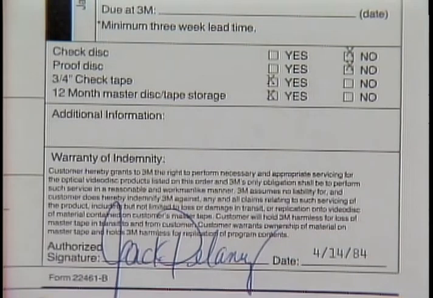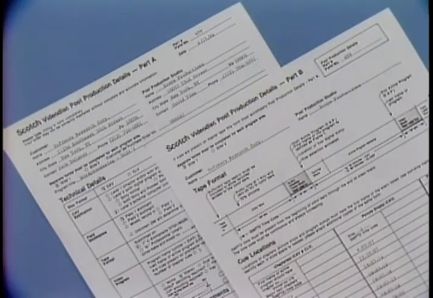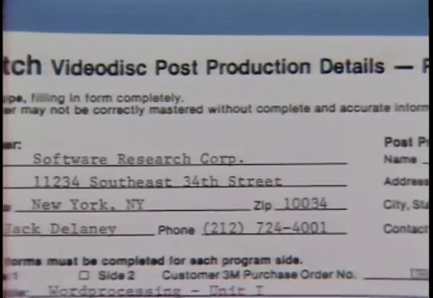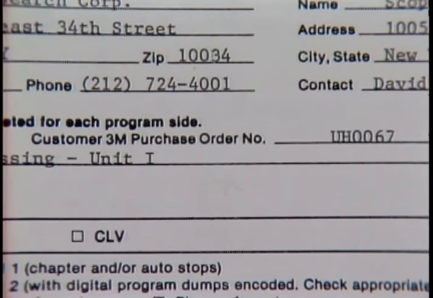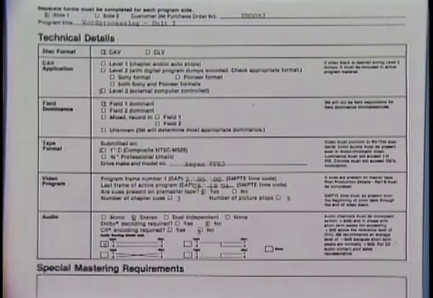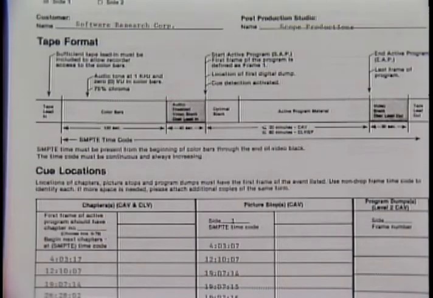Tape and forms must be sent to 3M Menominee. The address is on the form. A completed post-production details form must accompany your master tape. Your order cannot be correctly mastered without this information. Fill in customer information and post-production studio information. Purchase order number. Title. Then carefully and completely fill in the technical information for disc side 1 and side 2. Do not leave any question unanswered, as this will delay completion of your disc.